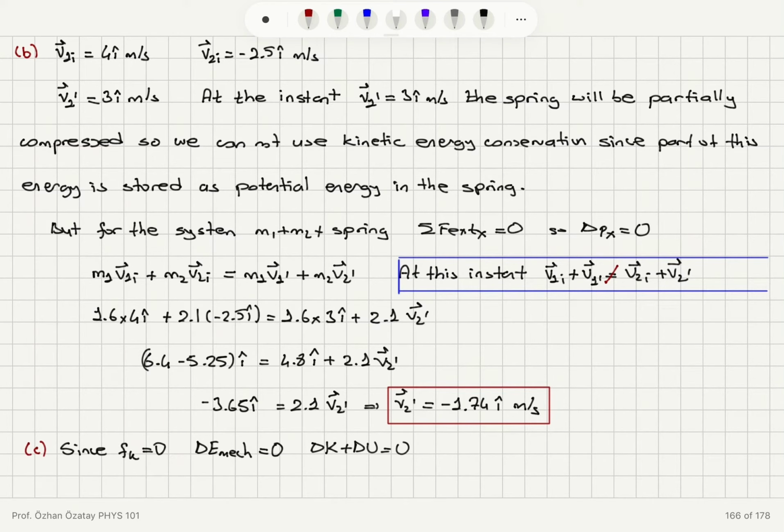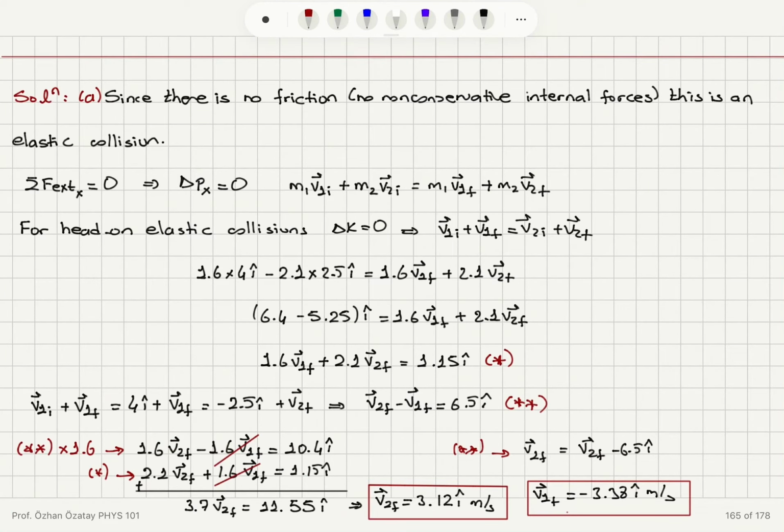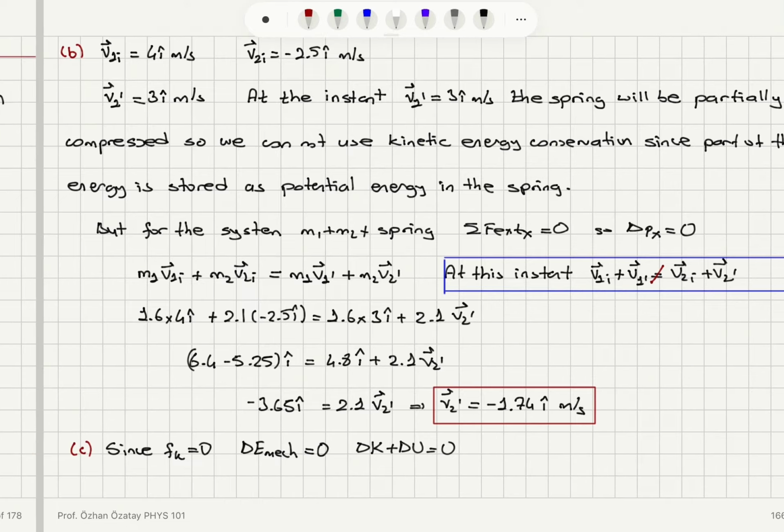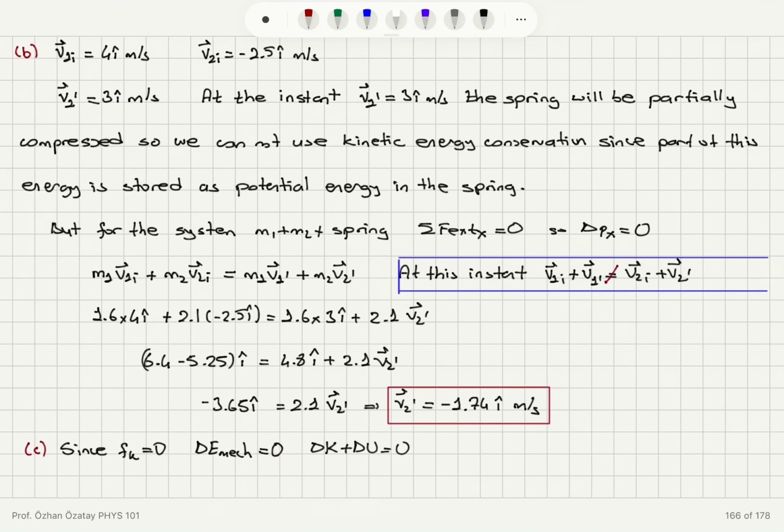So you can see that the initial velocity was 4 i hat. The final velocity is minus 3.38 i hat. And at some point, between 4 and minus 3.38, m1 had a velocity of 3 i hat. At that point, the spring is compressed a little bit, and I have part of the kinetic energy stored as potential energy.